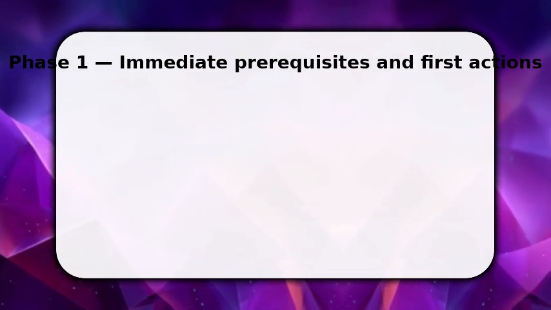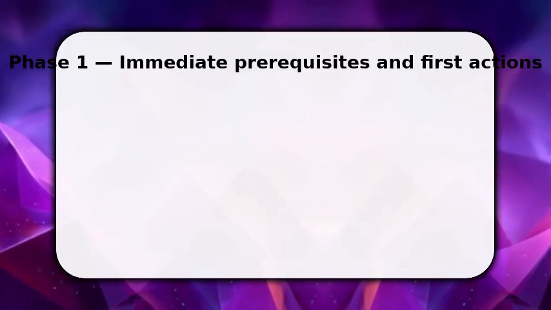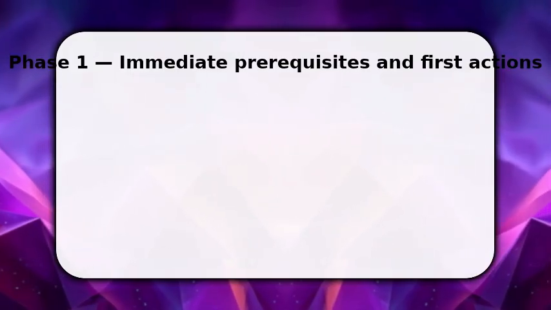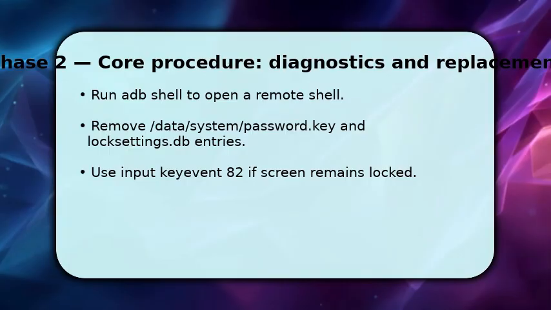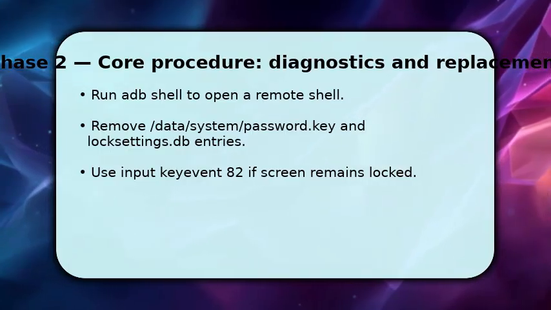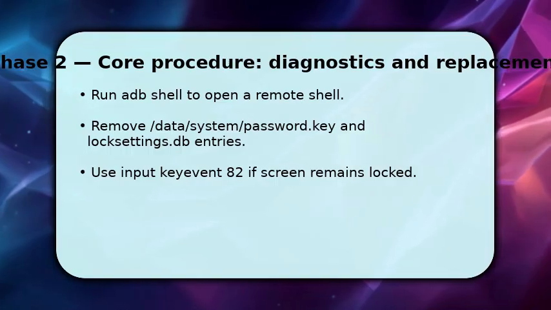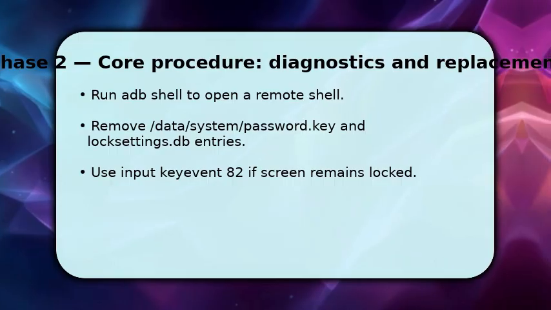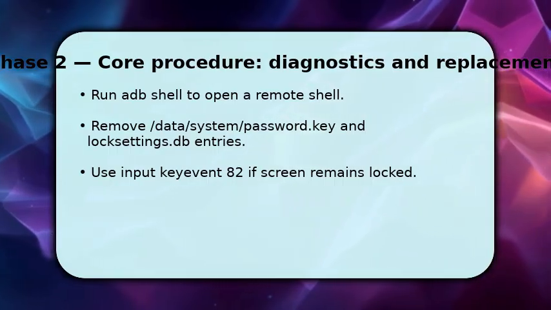You now use ADB to remove the lock artifacts that enforce the PIN. First, run adb shell to get a command prompt on the device, then gain temporary access to the system area by running commands like rm /data/system/password.key, and rm /data/system/gesture.key. This clears stored credentials.